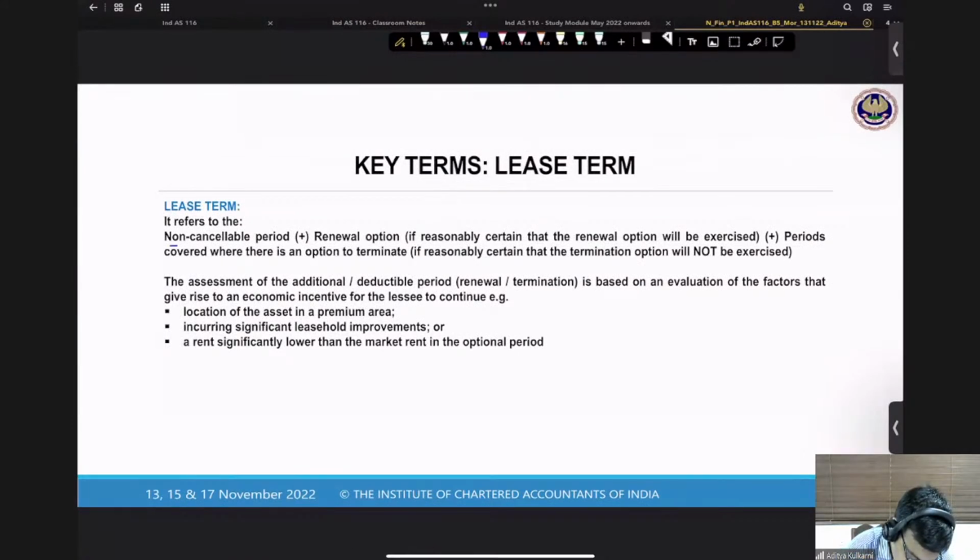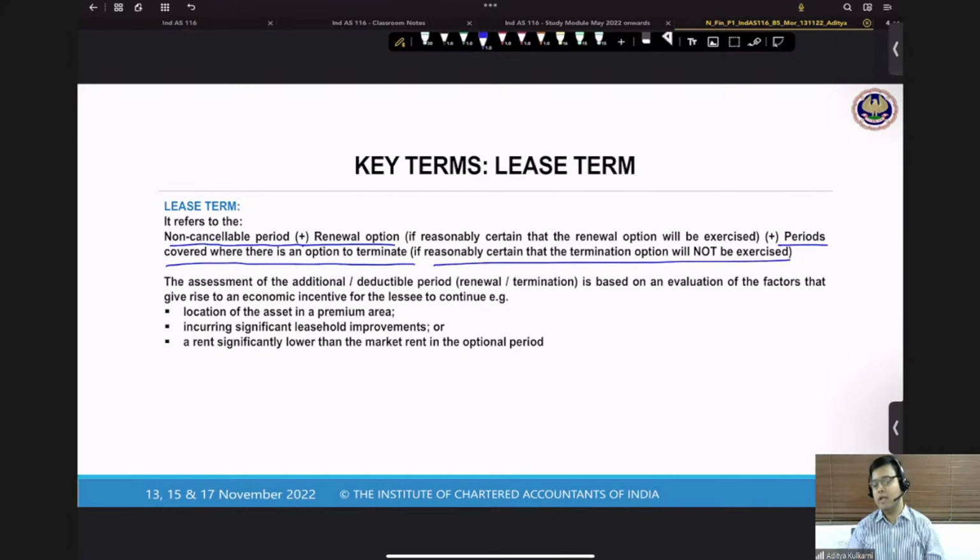It refers to the non-cancelable period plus the renewal option, if reasonably certain that the renewal option will be exercised, plus periods covered where there is an option to terminate, if reasonably certain that the termination option will not be exercised. So we have discussed this. Assessment of the additional or deductible period is based on an evaluation of the factors that give rise to an economic incentive for the lessee to continue. So what are they? Location of asset, significant improvements, rent significantly lower than the market rent in the optional period.